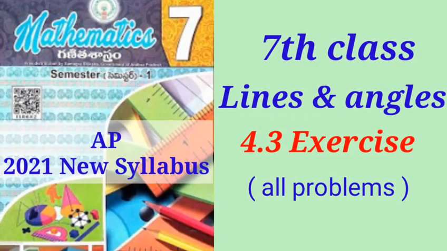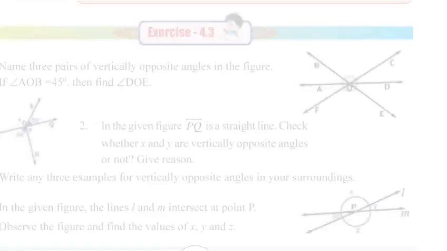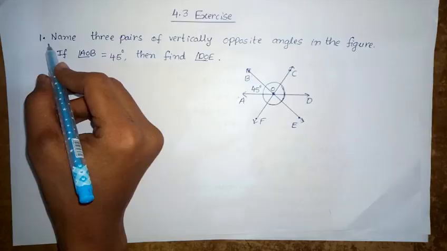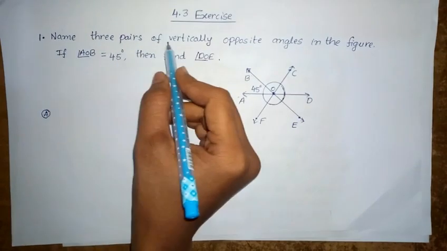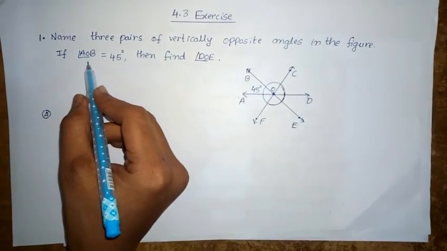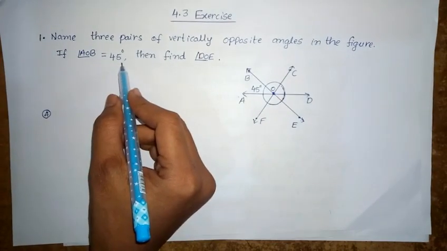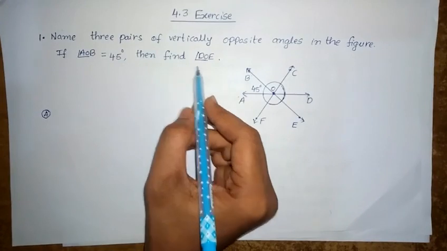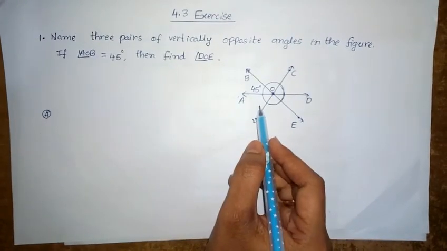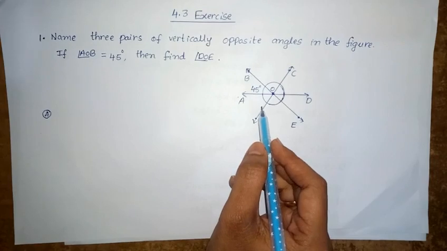Now I am going to explain 7th class 4th chapter Lines and Angles, exercise 4.3. First problem: name 3 pairs of vertically opposite angles in the figure. If angle AOB is equal to 45 degrees, then find angle DOE. So first, find out from this figure 3 pairs of vertically opposite angles.